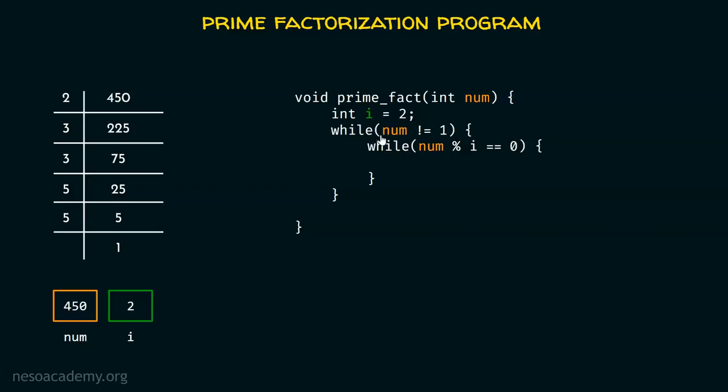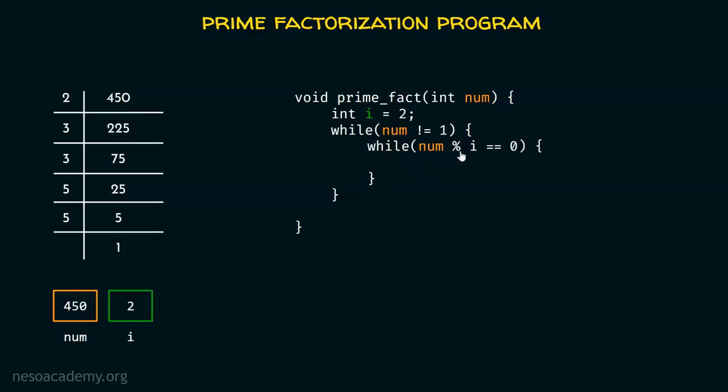This is the same thing. After this, we have another while loop, and this while loop is written inside this while loop. Here I'm checking this condition: if num mod I is equal to 0, if I completely divides this number, then we will continue. Otherwise, we will get outside of this while loop.